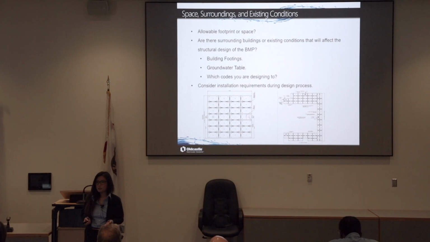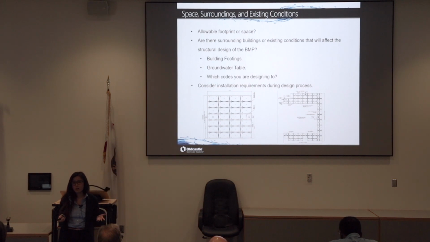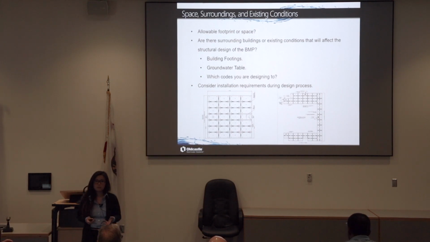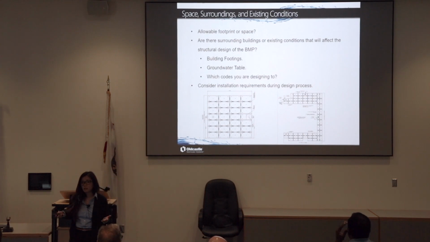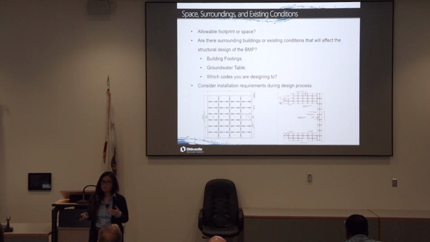Also, what codes are you going to be designing to? These are questions that manufacturers are going to ask you right away when we're helping you design a system. We also want to consider the installation requirements during the design process. That means, are you going to put the system in the entrance of your construction site? Are you planning to drive a fully loaded loader over that system? Because probably then it's not a good idea to put a plastic system underneath that site location. So these are items you really want to think about when you are designing these.